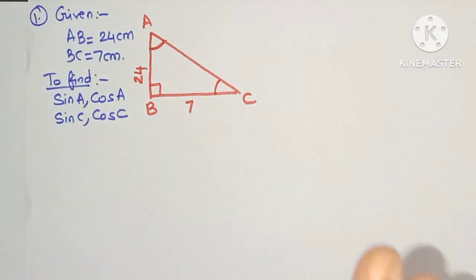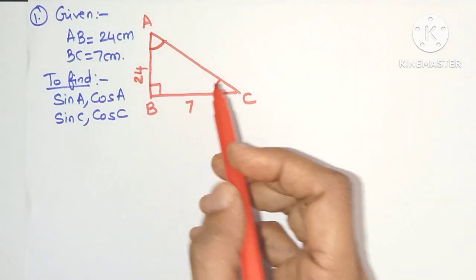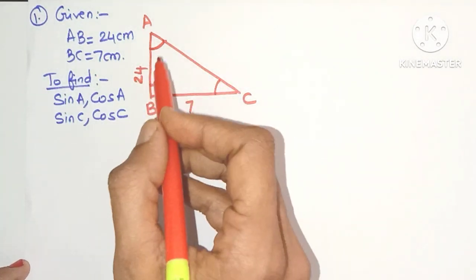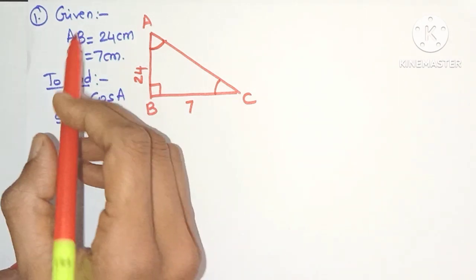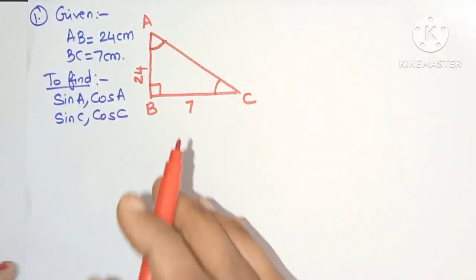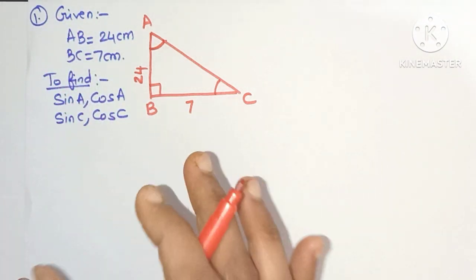Is that clear, friends? So always remember, for any question in trigonometry, draw the diagram. Even if it is given in the question, copy it again in your paper. Write what is given and write what we have to find. Okay, now let's start the answer.